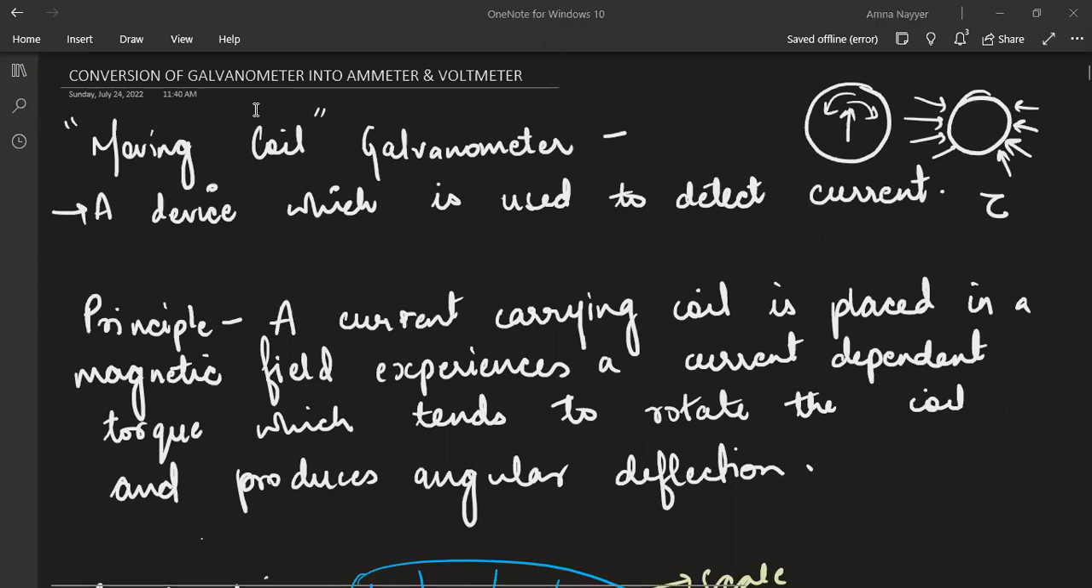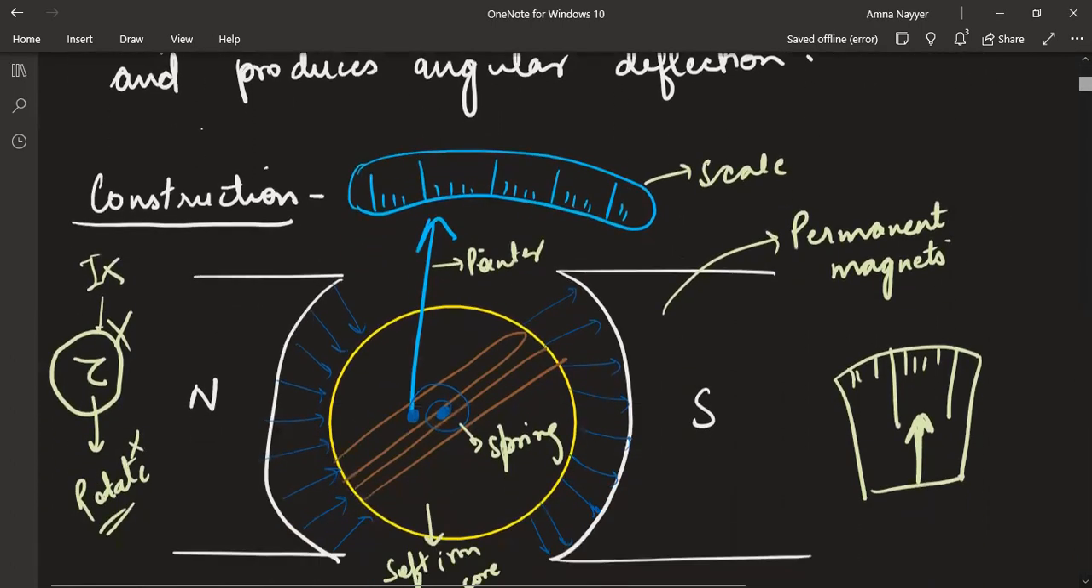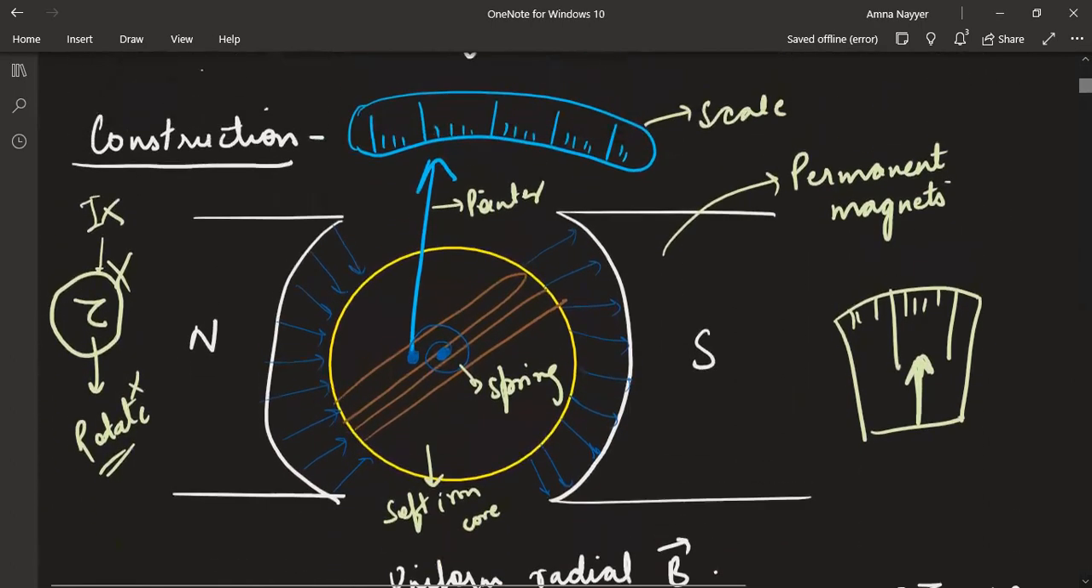Now, moving coil galvanometer, it's a device that is used to detect current. Principle is that a current carrying coil is placed in a magnetic field. It experiences a current dependent torque which tends to rotate it, right? Now, in the construction of it, there are two magnets in between. Soft iron core is there, spring is present, and a pointer is there. This pointer moves on a scale.